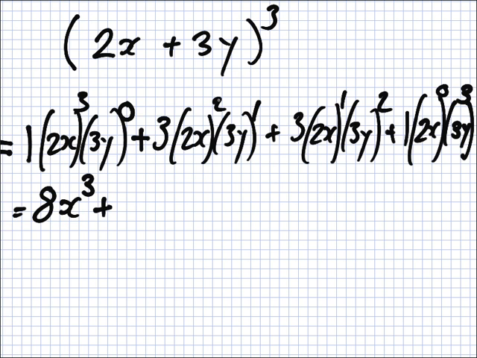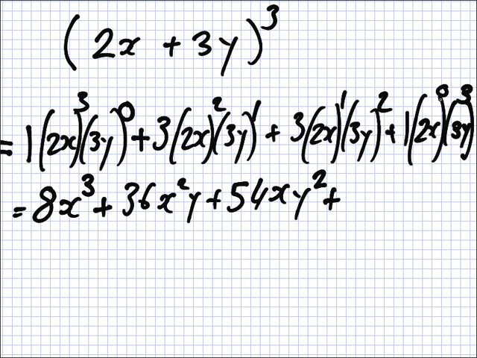Okay, plus. Now, 2 squared, 3, 1, 3. 4 times 3. Good. Don't think too hard now. And 12 times 3? 36 x squared y. Okay. 3 squared? 9. 2, 1? 2. 9 times 2? 18. 18 times 3? 54. 54 x y squared. Okay, and the last one. 2x to the 0 is 1, 1, 1, 1. And then 3 cubed? 27 y cubed.